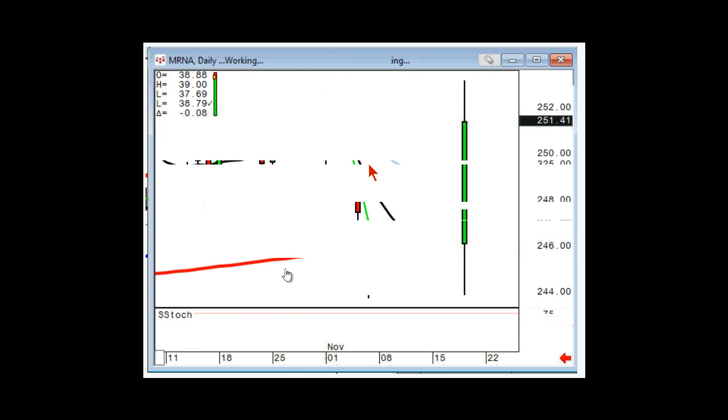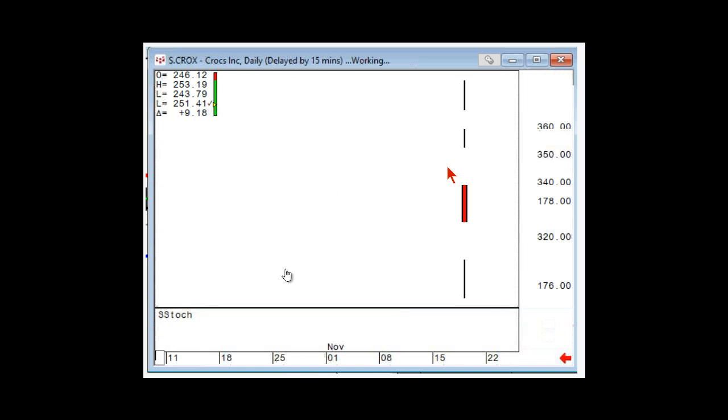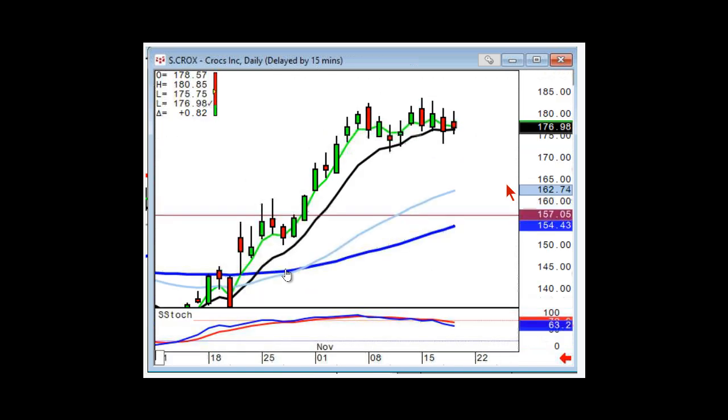Myrna, you can get rid of the 200 because they'll probably come up and fill the gap, and maybe come all the way up here to fill the gap. And Crocs, ugh. I would probably, if this trades flat tomorrow, close it out because at this point you don't know whether it's going this way. And then I can always buy it back if it comes up through this level, telling me my bullish J-hook pattern is working.